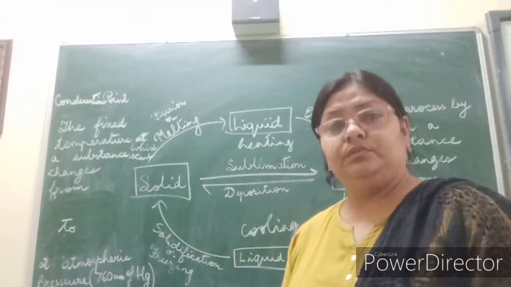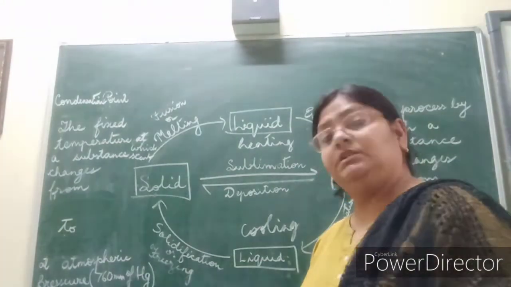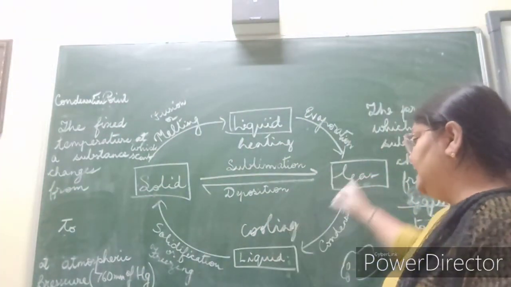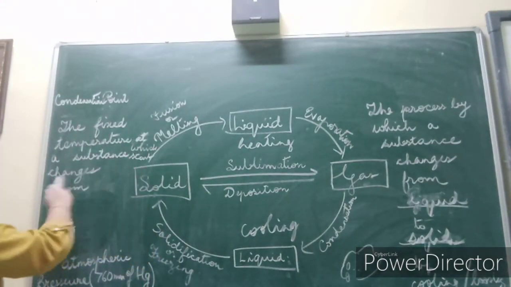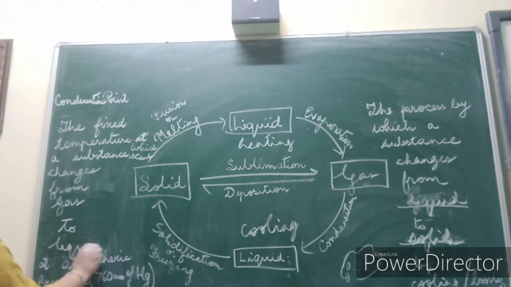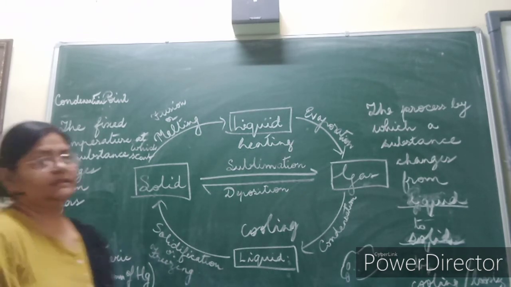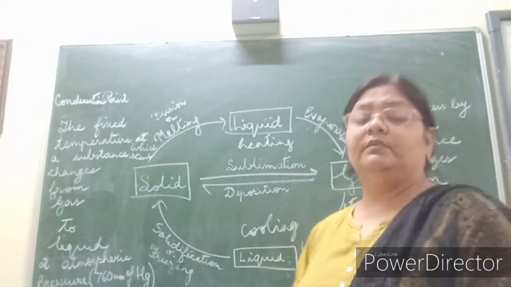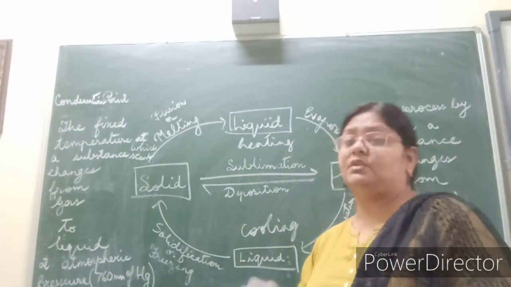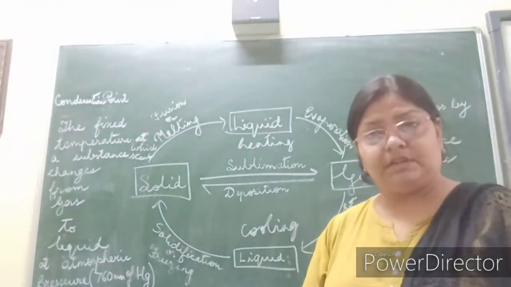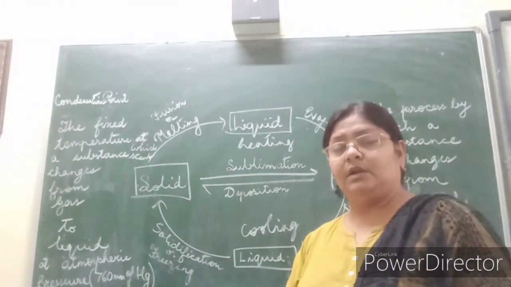Now coming to condensation point. Here it is also a fixed temperature at which condensation starts occurring, that is, the gas starts changing into liquid. So the fixed temperature at which a substance starts changing from gas to liquid is called the condensation point. This is also 100 degrees for steam when it starts changing into water. As you saw, I kept the lid on the container, and only at that temperature itself it started changing into water.